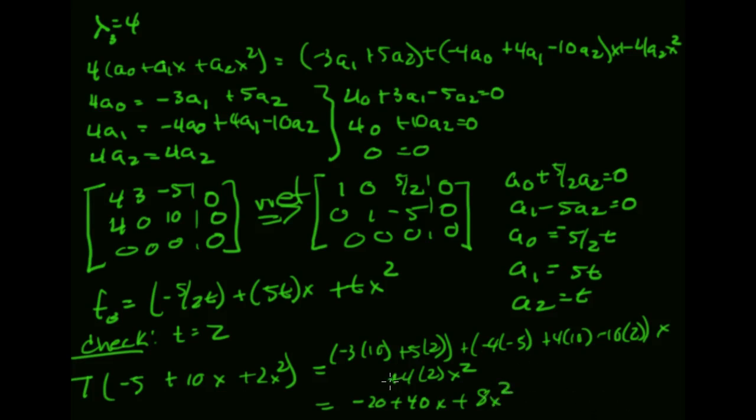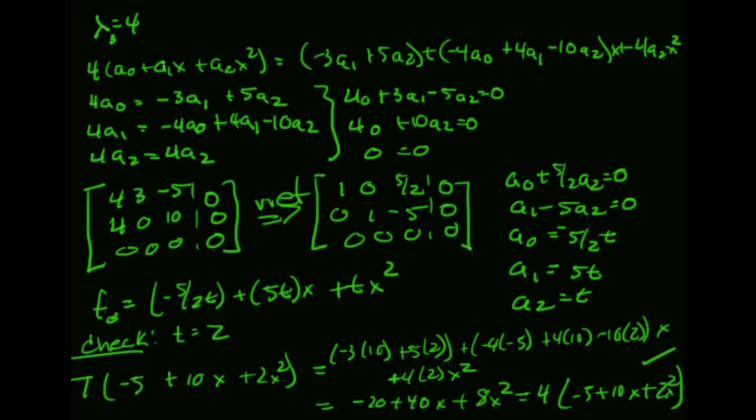Sorry, this should be a plus there. Plus 8x squared, which is exactly 4 times negative 5 plus 10x plus 2x squared, which is the expected result for the eigenvalue 4. All right, so there we go. That's problem number 3. Quite a bit of ground covered on that one.